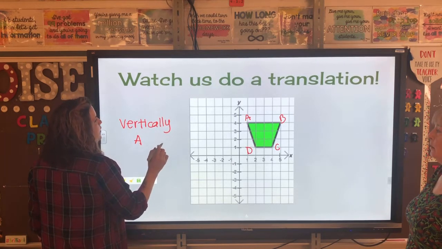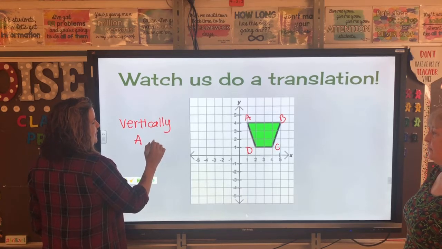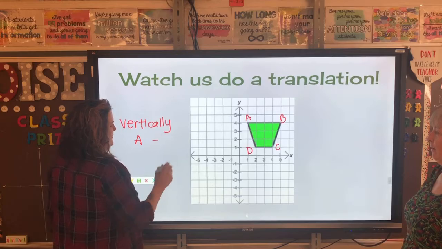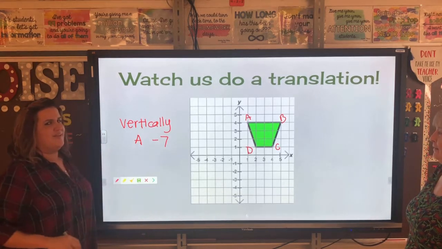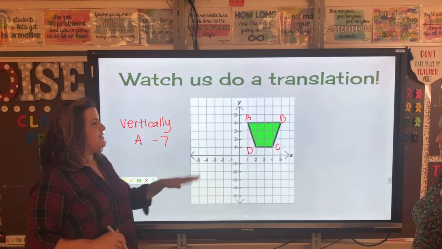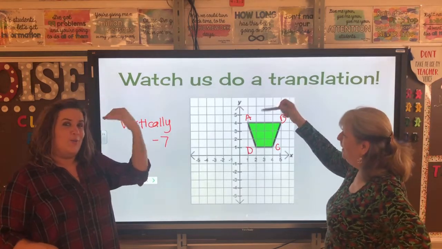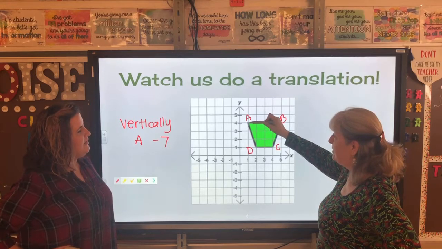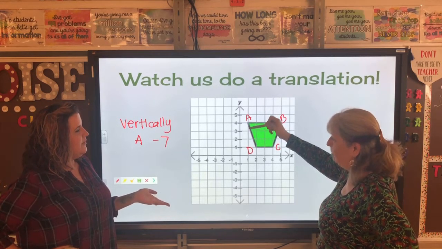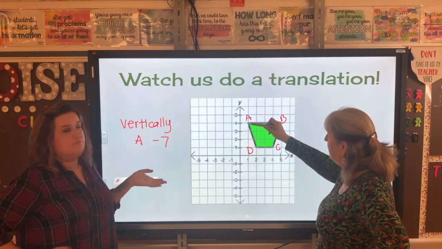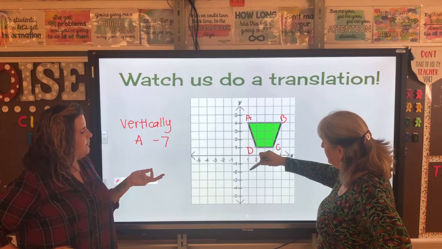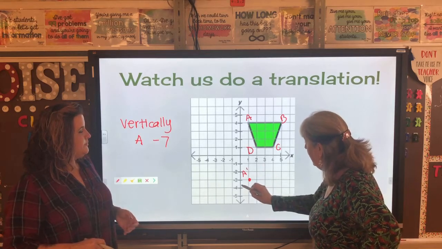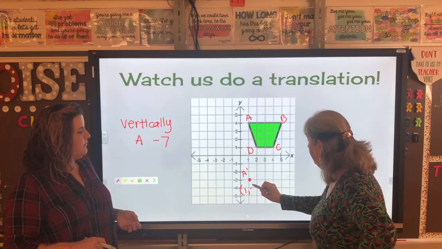What do you think? Let's do -7. Somebody from the back said -4, but let's go -7. Go big or go home. All I have to do is think vertical, up and down. A is going to go 7, and it's negative, so it has to go down. 1, 2, 3, 4, 5, 6, 7. So what's the new ordered pair? A prime is at 1, -3.